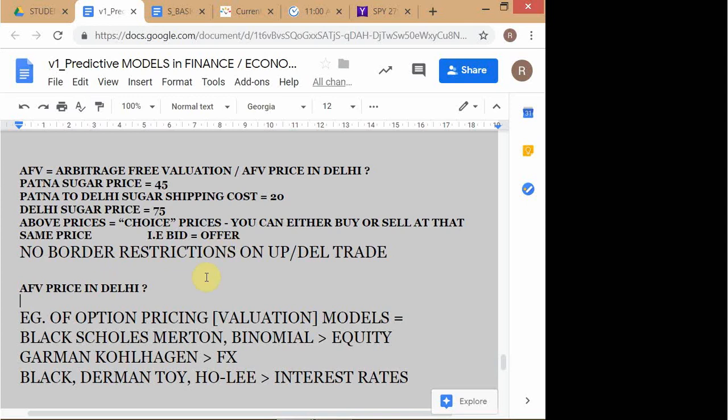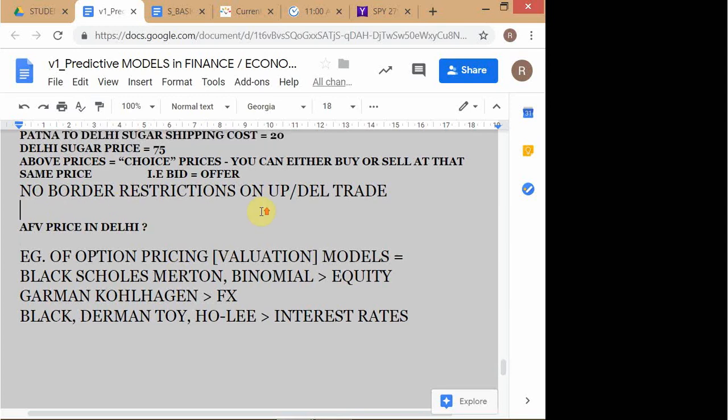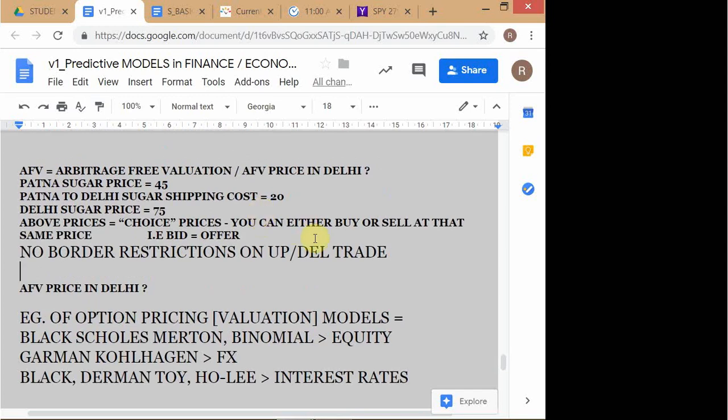Let's understand why Bhola decided to sell in Delhi. Why did he decide to sell in Delhi? Arbitrage-free will come to this. Let's understand what process he followed.